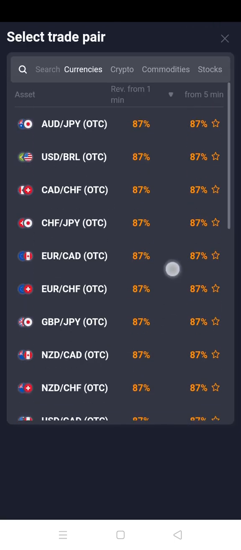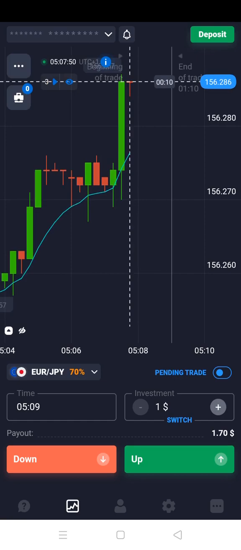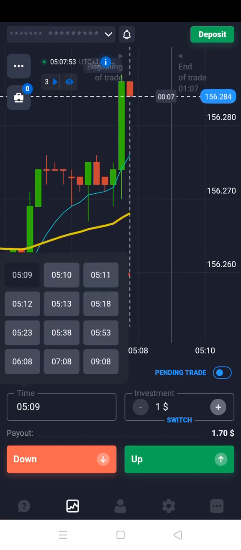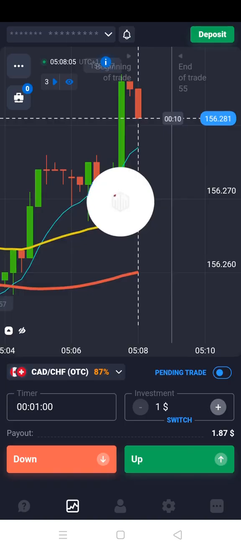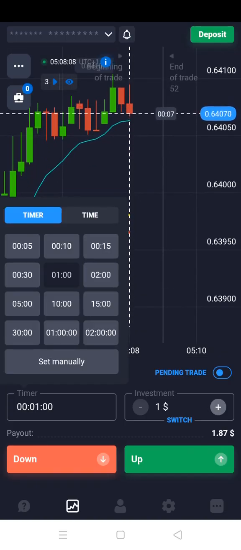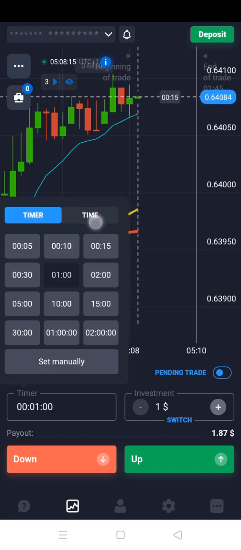Now let me find a market that is not OTC right now. Euro JPY is not OTC. If we go to Euro JPY, which is not OTC, we cannot find a timer there. We can only see the time. Those are different things. Let me go back to another OTC market. Now see, we have a timer and we have a time. But for the normal market, the only thing we see is time. We do not see timer, as you can see.